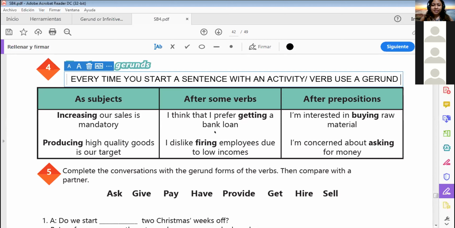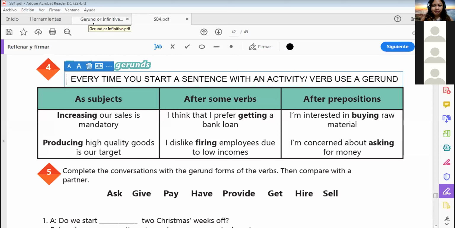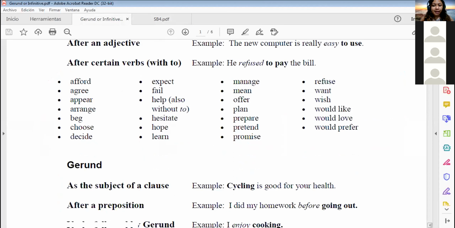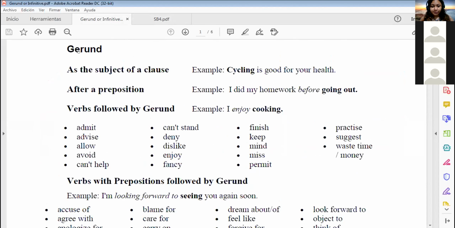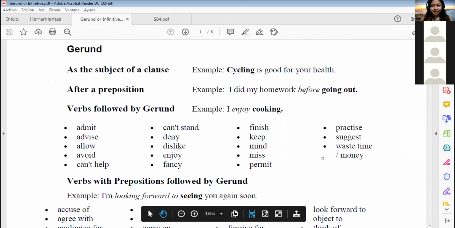Okay, the second one is after some verbs. But how do I know that? Well, we need to memorize the verbs that we can use. Now, when I give you a list of verbs, let me show you. We're going to check this later. Right now we're trying to remember the information. But we have some verbs that go in the gerund list. Look, what verbs do you see here? We don't have to read one by one, just the one that you want to say.